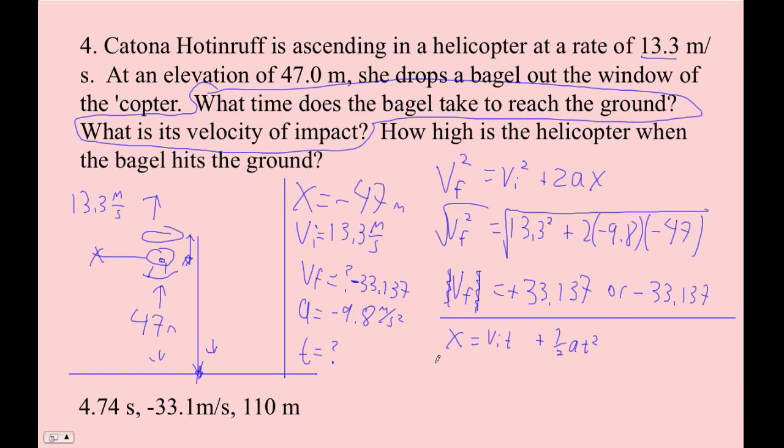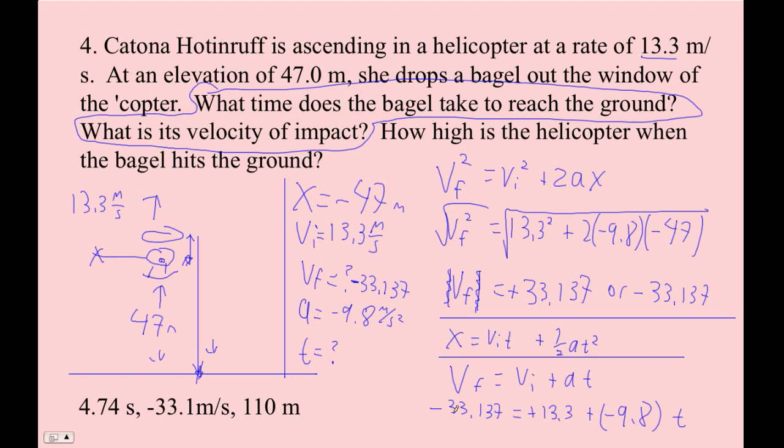So I'm going to use, not that guy, but I'm going to use VF is VI plus AT and solve that for time. So negative 33.137 equals positive 13.3 plus negative 9.8 times time. Now, I don't have room to show the math, but remember what you're going to do is subtract 13.3 from both sides, and you're going to get this number, only it's going to be big, right?